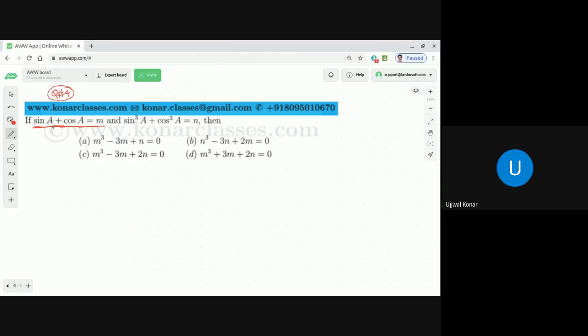From here, what I'm going to do is take sin A plus cos A, I'll make a cube of both the sides, and that becomes equal to M cube. Correct, no? So this implies A plus B whole cube, so A cube plus B cube plus 3AB into A plus B.